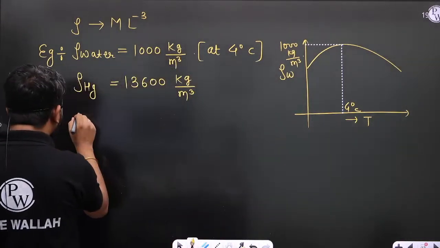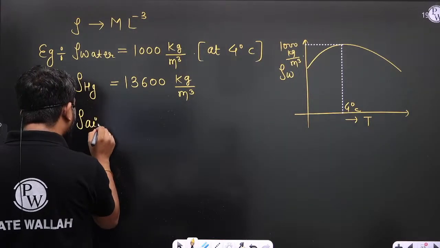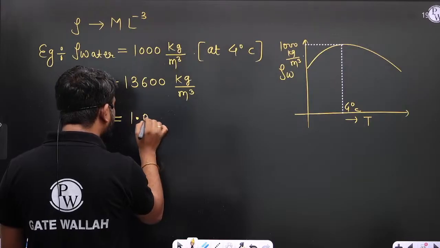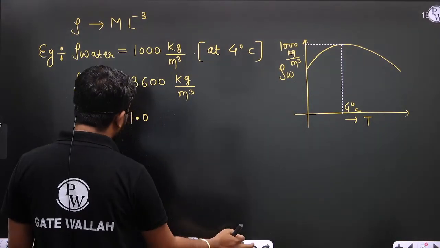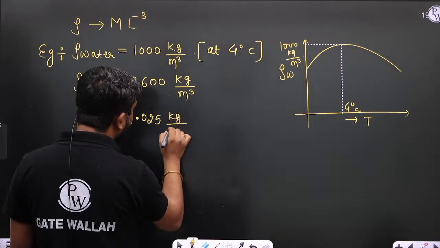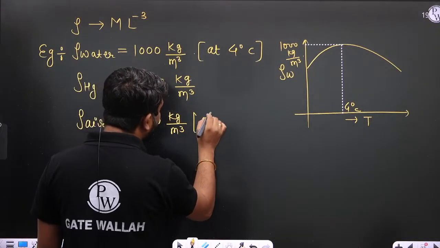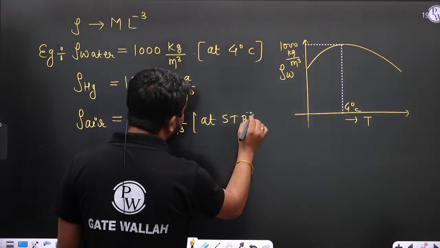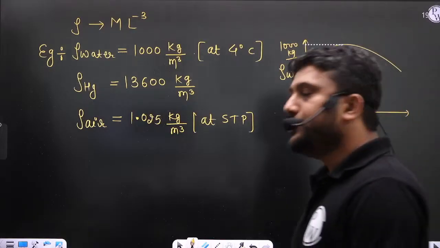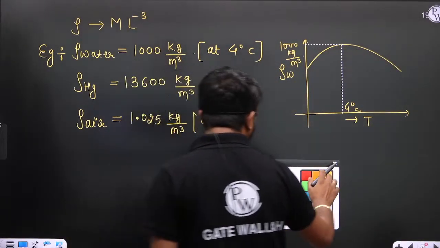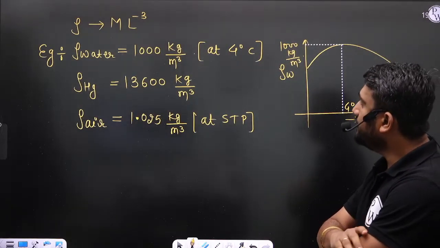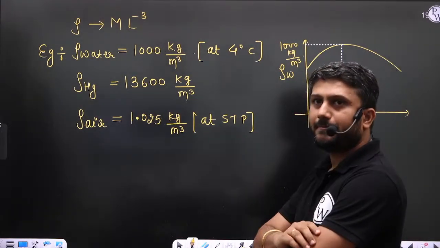Now if I am talking about the density of air, that is 1.025 kg per meter cube at standard temperature and pressure, at STP. So these are some values of density for some substances.